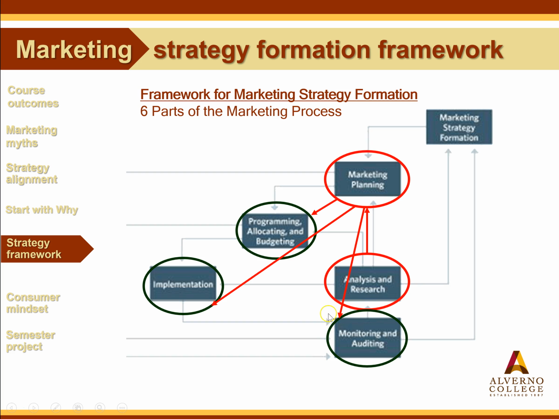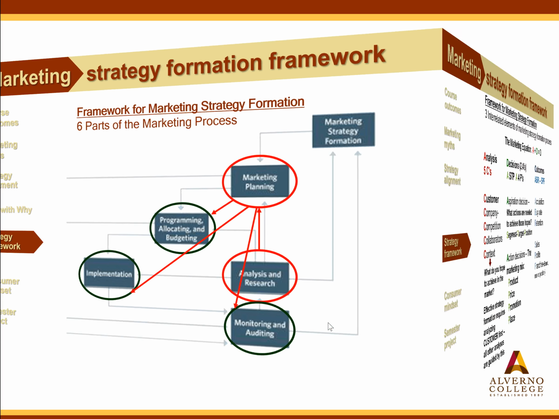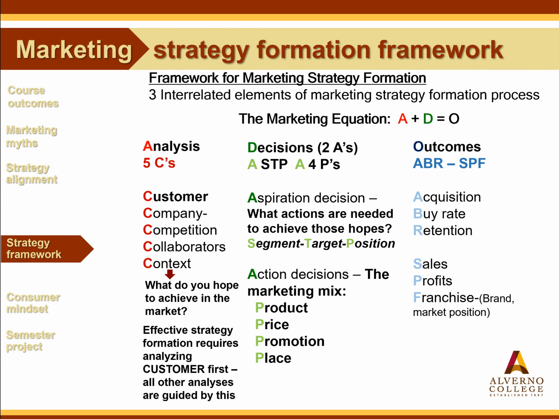These are the 6 parts of the marketing process, but within that, breaking it down, are the 3 interrelated elements of marketing strategy formation. So the activities that you're working on right now in the course are right here in the analysis portion. Once you're done with this analysis and research, then you can move on to making the effective decisions as part of the marketing strategy formation process, which are the STP, or the segmentation, targeting, and positioning, that this PowerPoint is focusing on.